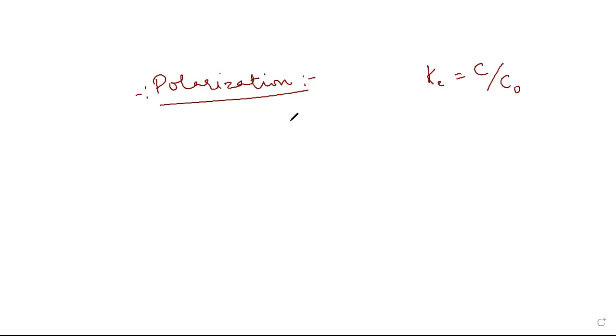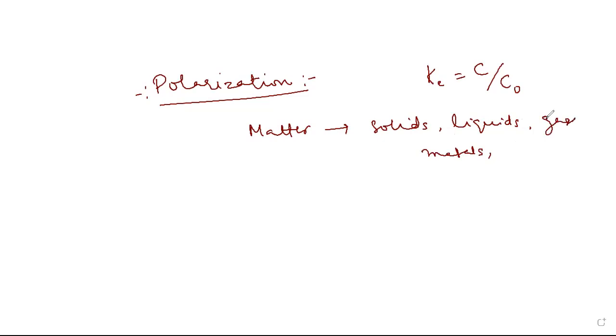As we already discussed, matter comes in many varieties. We have solids, we have liquids, we have metals, we have gases, we have glasses. These are different varieties of matter, and these substances do not all respond in the same way to electrostatic fields.